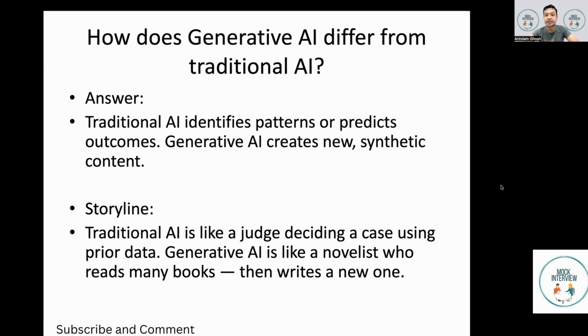How does generative AI differ from traditional AI? Traditional AI identifies patterns or predicts outcomes. Generative AI creates new synthetic content. Storyline here: traditional AI is like a judge deciding a case using prior data. Generative AI is like a novelist who reads many books, then writes a new one.